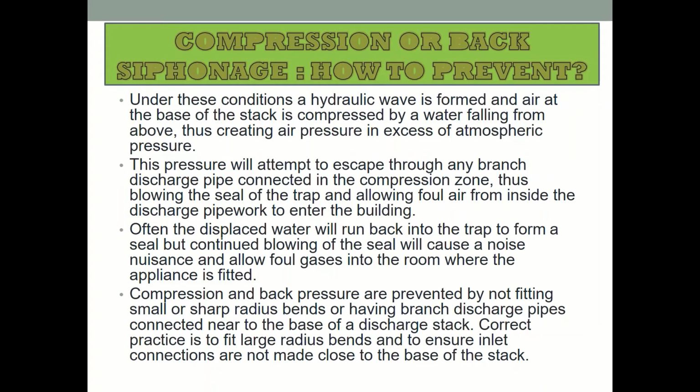Often the displaced water will run back into the trap to form a seal, but continued blowing off of the seal will cause a nuisance and allow foul gases into the room where the appliance is fitted. Compression and back pressure are prevented by not fitting small or sharp radius bends, or having branch discharge pipes connected near to the base of a discharge stack. Correct practice is to fit large radius bends and to ensure inlet connections are not made close to the base of the stack.